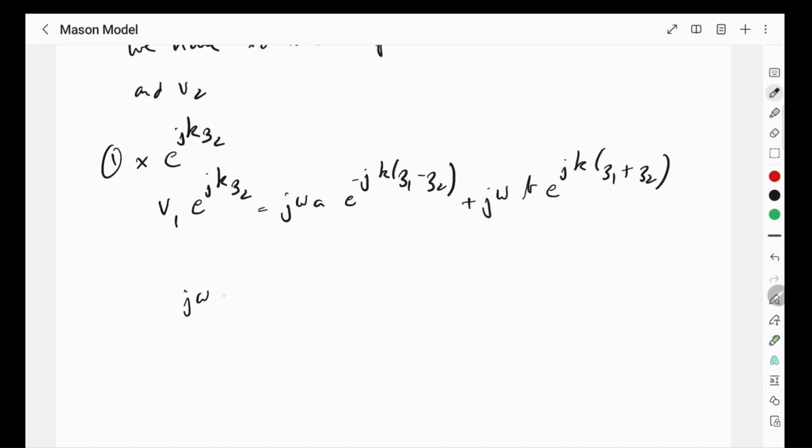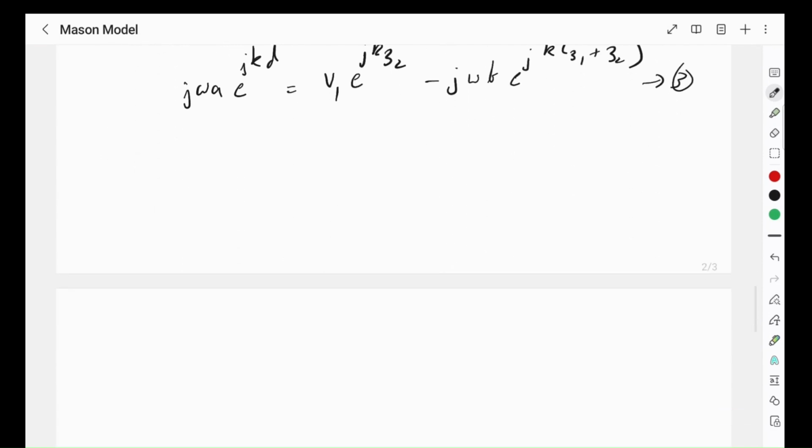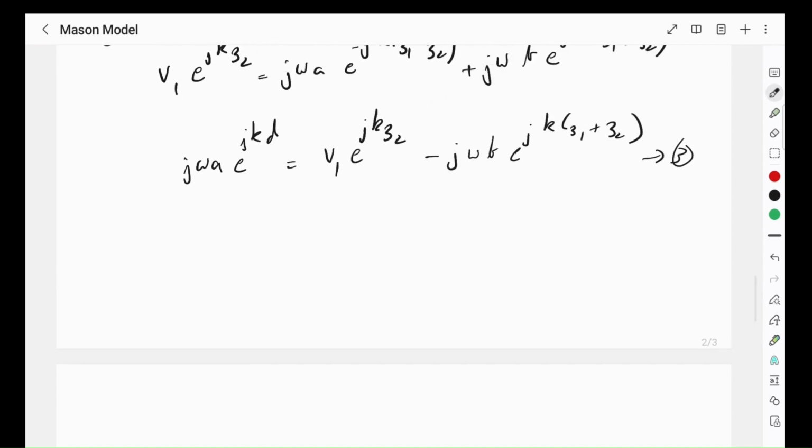j omega a e raised to j k d is equal to v1 e raised to j k z2 minus j omega b e raised to j k (z1 plus z2). So you can take a third equation, because I need to solve it a bit more so that you can express a1 and a2 in terms of v1 and v2. That's what we need.